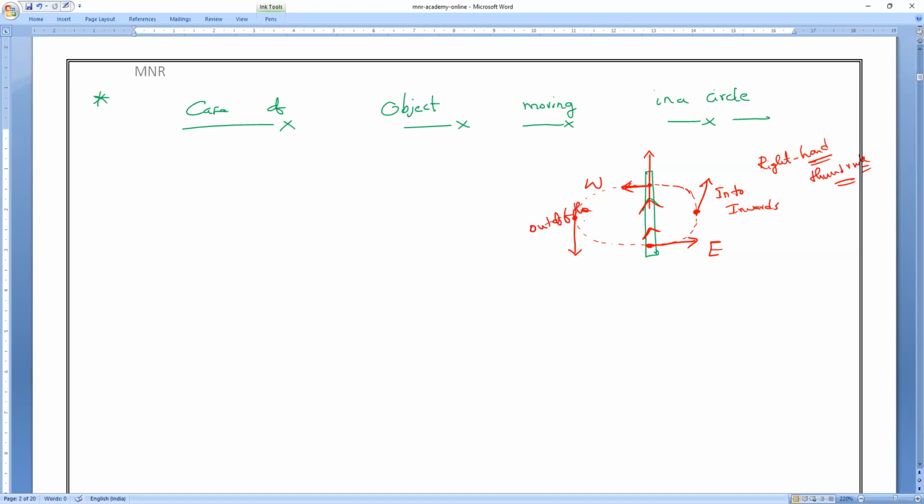Respond, not what senseless things you people are doing. Out of the page it will come. And here you can see, if you rotate your fingers, what will happen here? It will go into the page. This is into the page and this is out of the page. If you remember this concept, then you can now solve the case of an object moving in a circle.